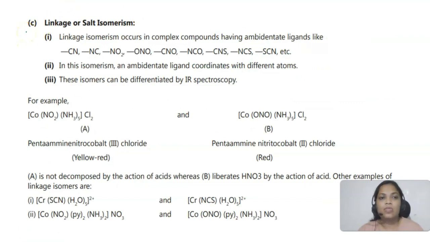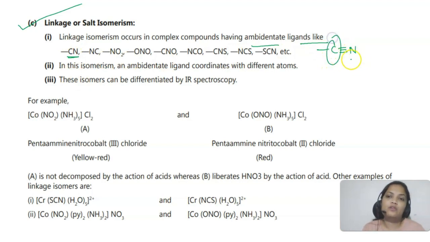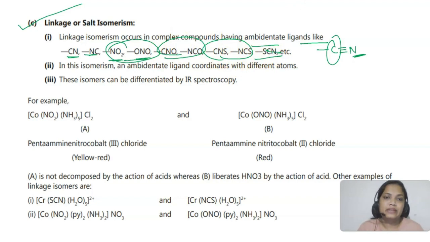Next is linkage isomerism. Now what is this linkage? Linkage isomerism occurs in complexes having an ambidentate ligand. Just yesterday we studied what ambidentate ligands are, which can combine with the metal atom through more than one atom. Like here cyanide, C triple bond N, can combine through carbon, or it can combine through nitrogen, like NC. Then NO2 can combine as ONO. These are the ambidentate ligands.